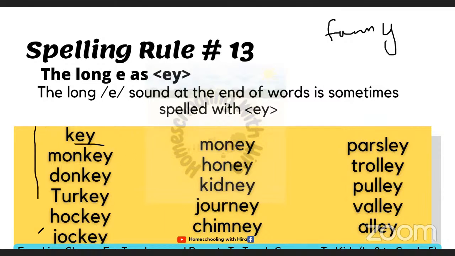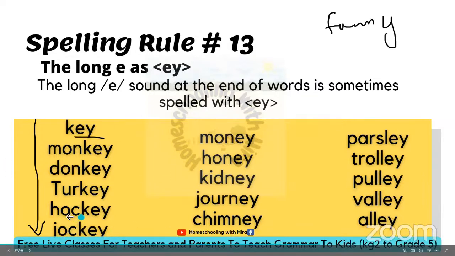Sahi? So inko simply yaad karana hai. You need to help kids in memorizing them. The best way to memorize them is to make the rhythm of them because they are rhyming. Key, monkey, donkey, turkey, hockey, jockey, and is there anything else? I don't know if there is something else. Let me go back. No, this is still jockey.